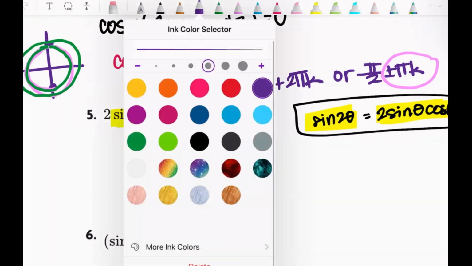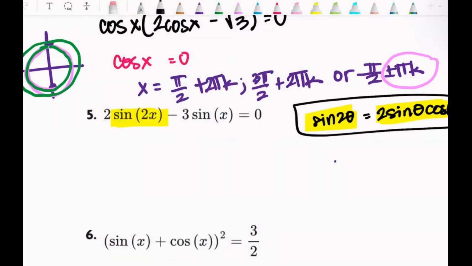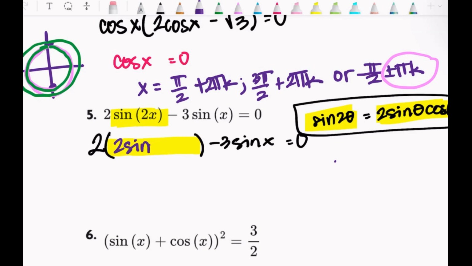So I'm going to leave that 2 there. I'm going to put a big old parentheses here, and then I'm going to put minus 3 sine x equals to 0. And then I'm going to plug that into here. Okay, so that in there gets 2 sine x.